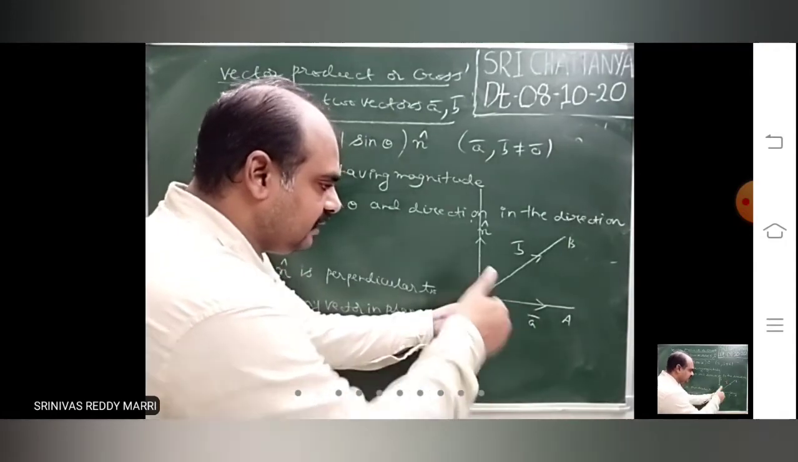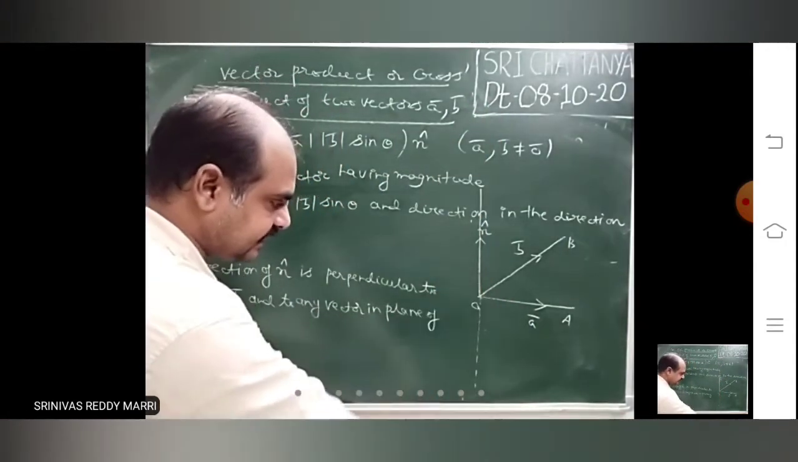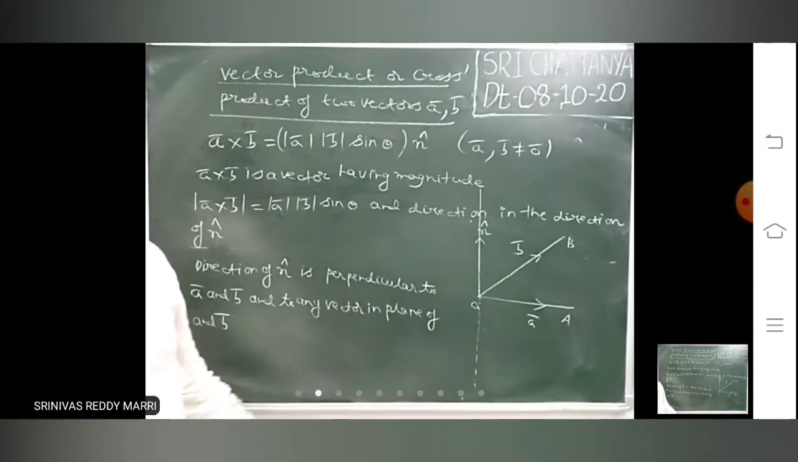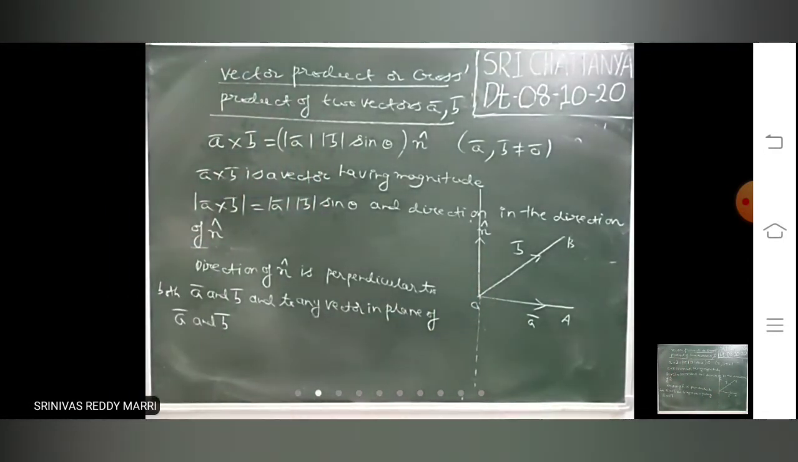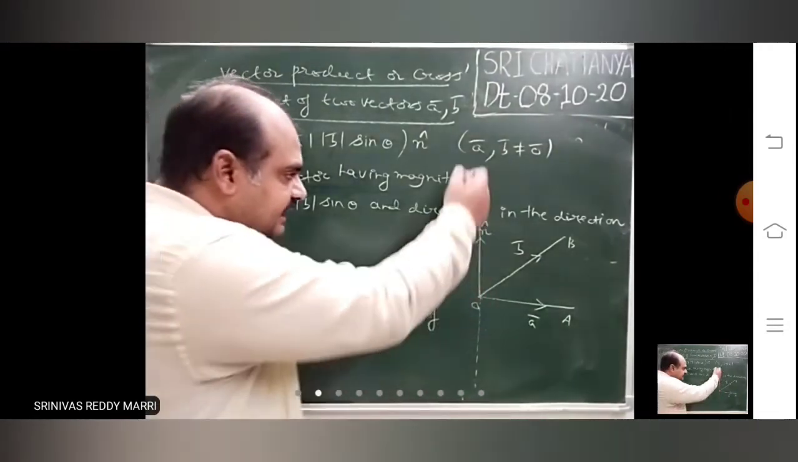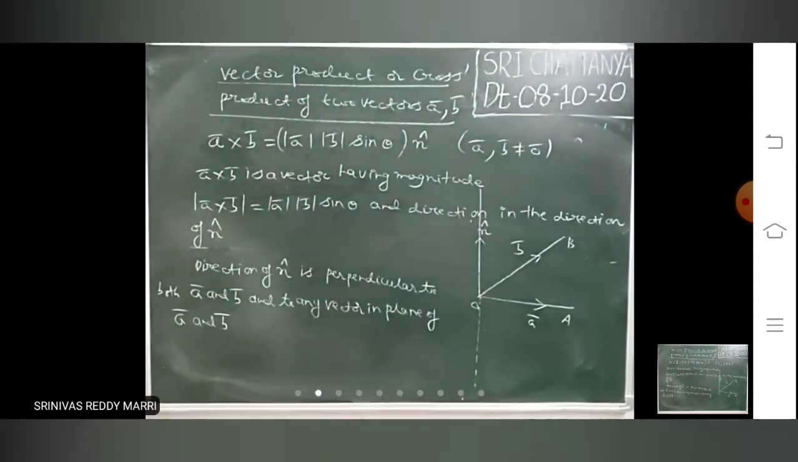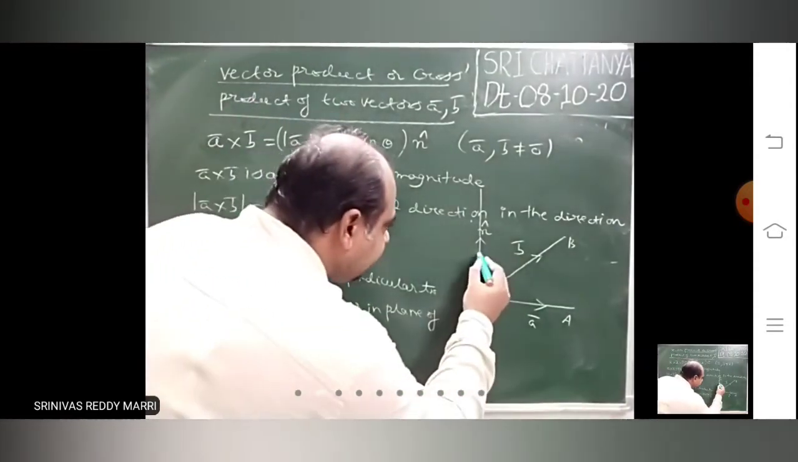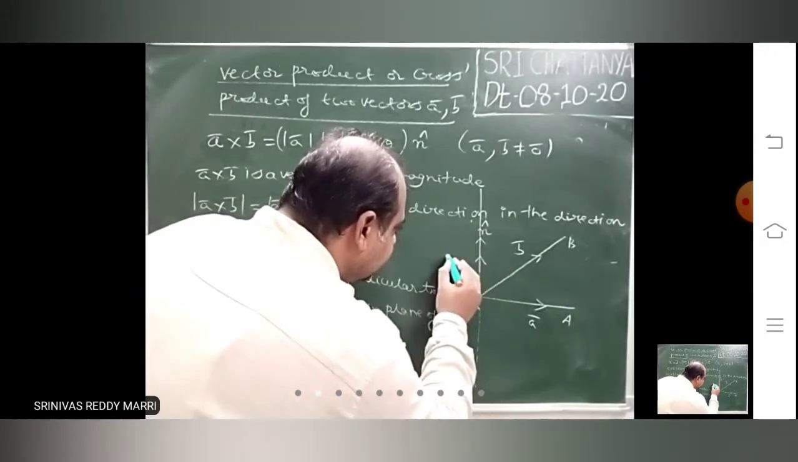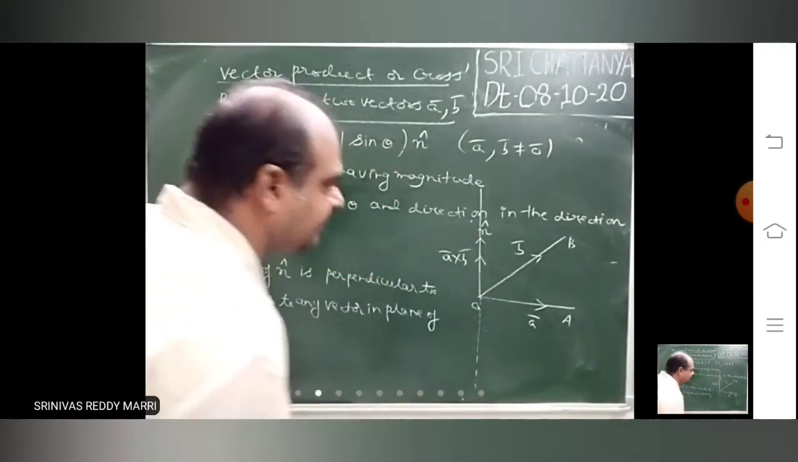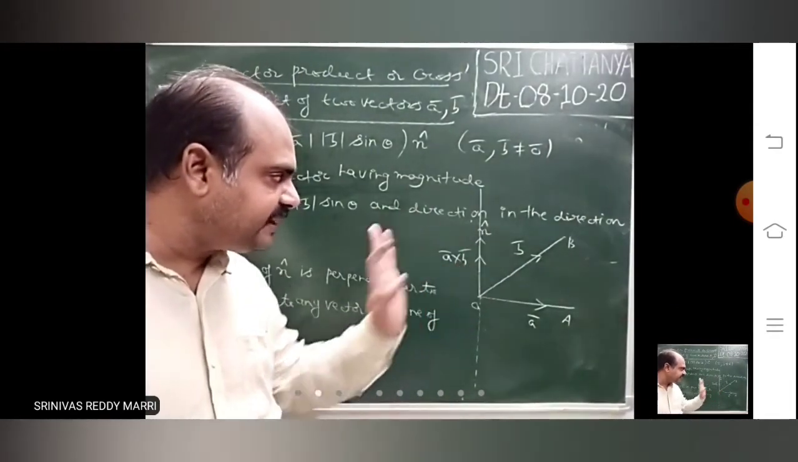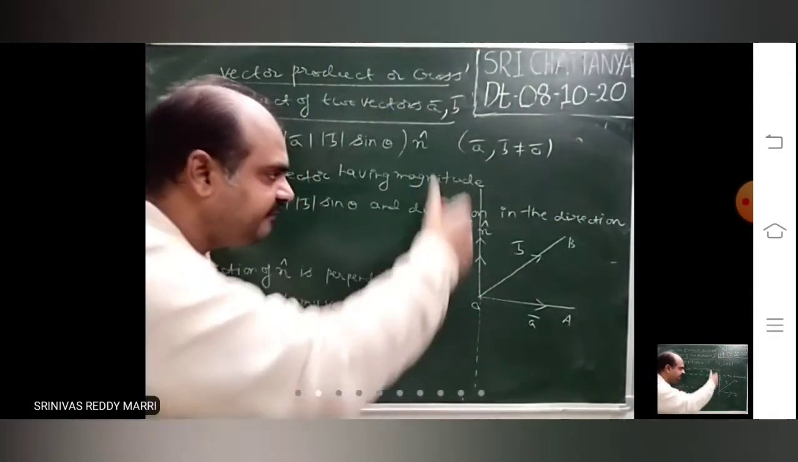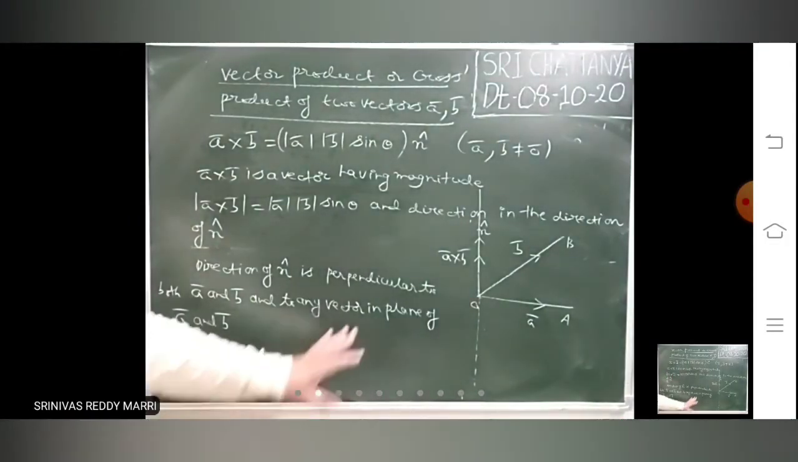This is normal. That side line will be there. This I have dotted lines. So n cap direction will be in that direction. N cap, that unit vector, in that direction only A cross B will be there. Direction of n cap and A cross B is same. A cross B is a vector, n cap is unit vector. Direction of A cross B will be along that unit vector direction.